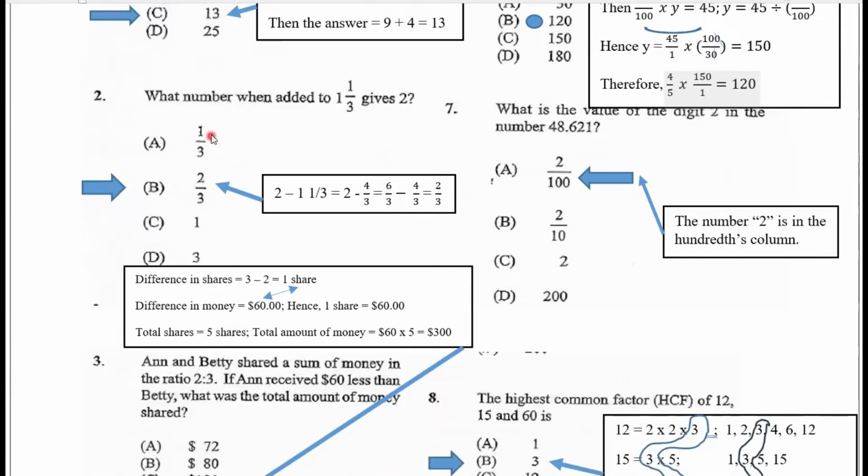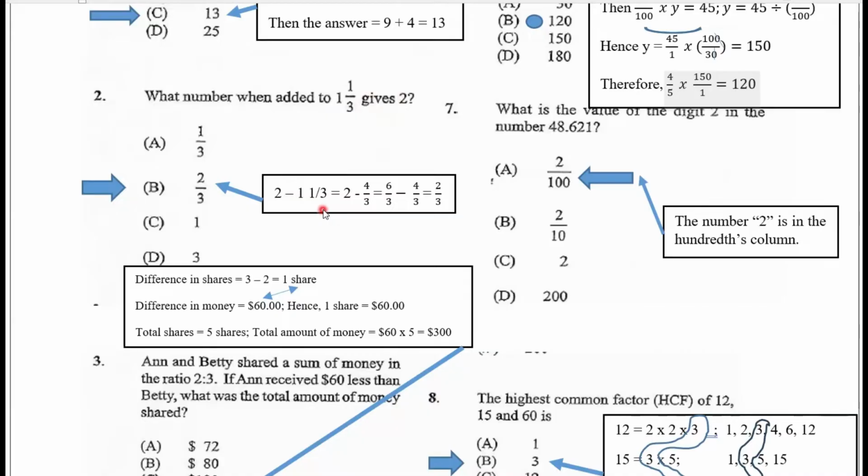Going down to number 2, they're asking one number when added to 1 1/3 will give 2. And I need people to understand this. When they pose a question like that, they're really asking what extra does 2 have as compared to 1 1/3? Or what excess do I need to add on to 1 1/3 to make it 2? So to understand that, you need to subtract, right? So it'll be 2 minus 1 1/3.